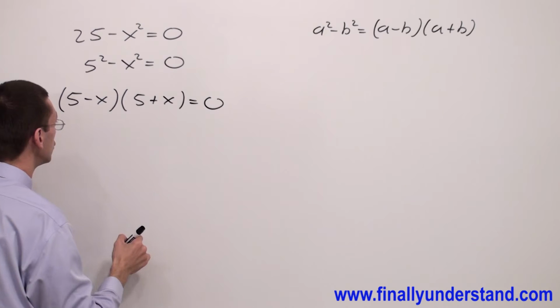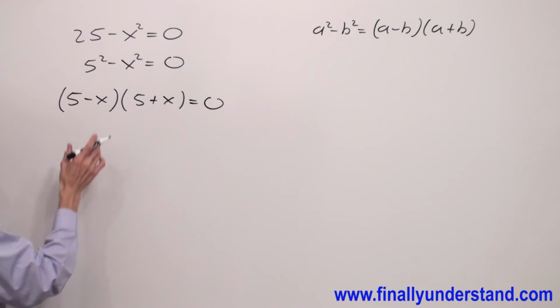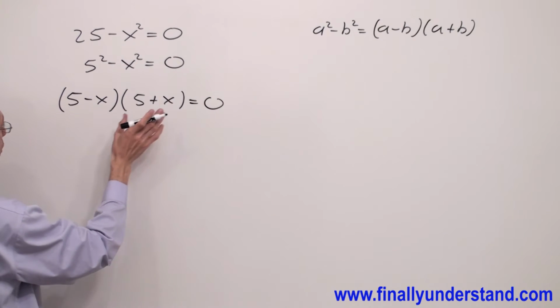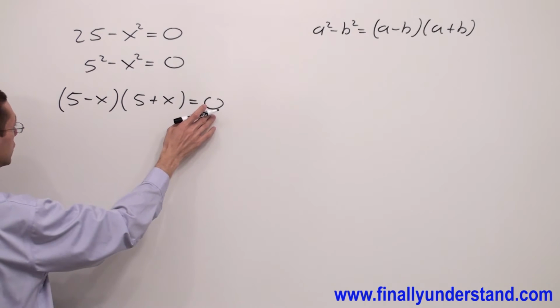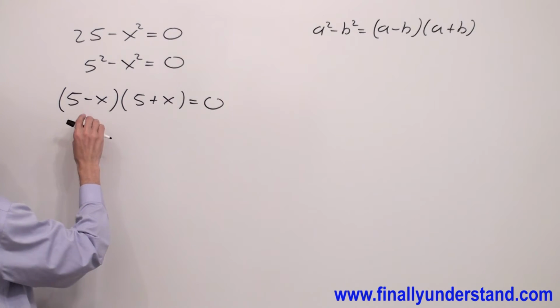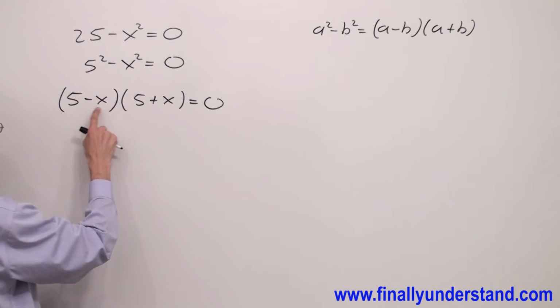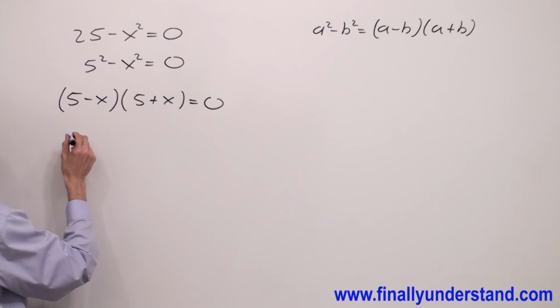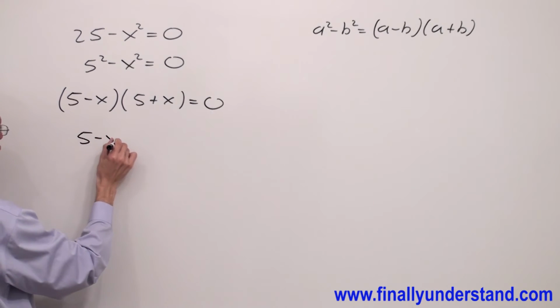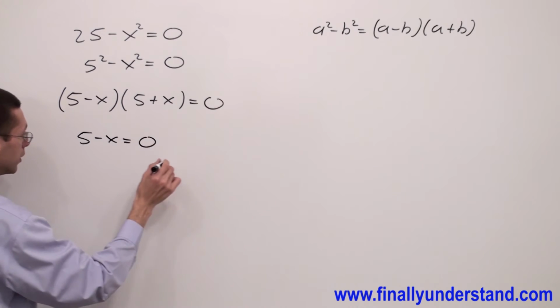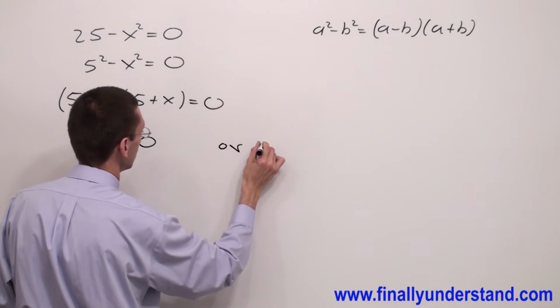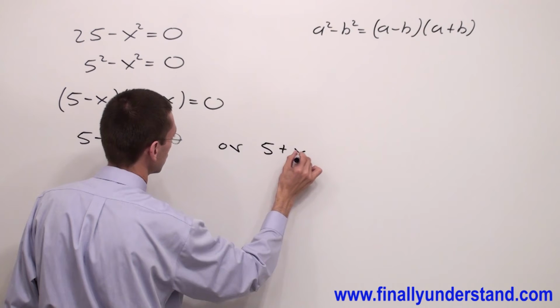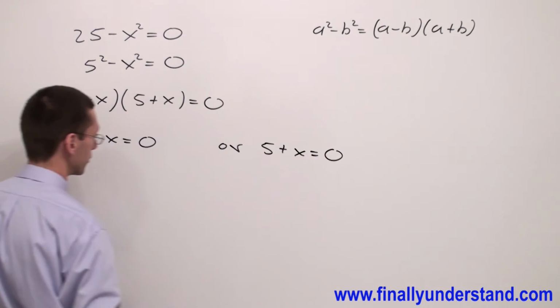Again, in order to balance this equation, the left side has to be equal to the right side. And because the right side is equal to 0, one of the factors of this product must be 0, or both. So simply write 5 minus x is equal to 0 or 5 plus x is equal to 0.